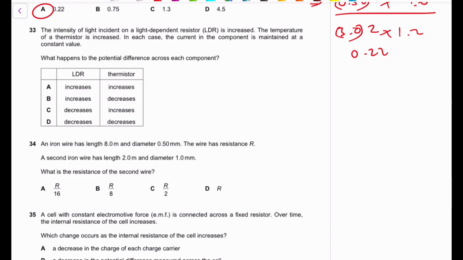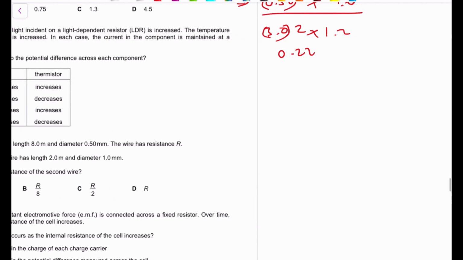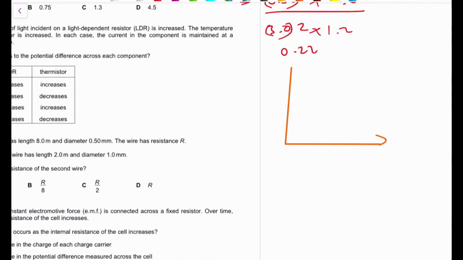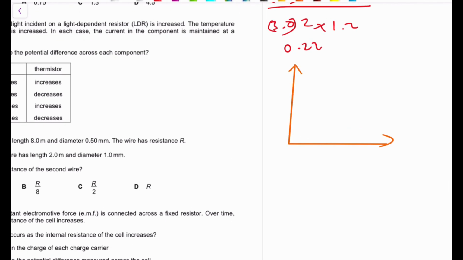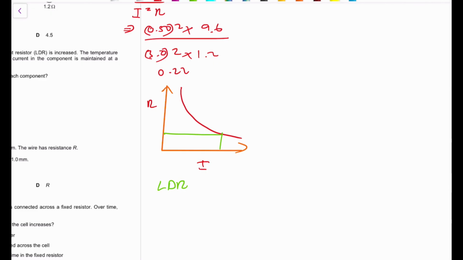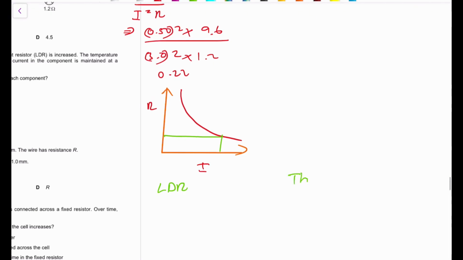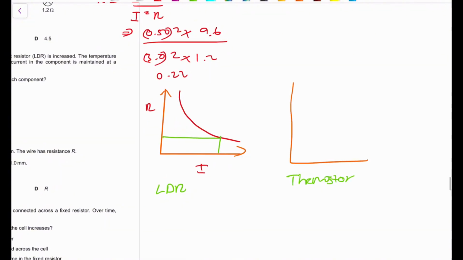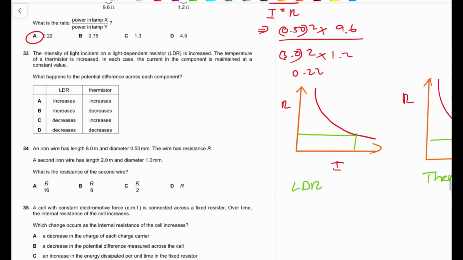The intensity of an LDR is increased. As you increase the intensity of an LDR, the resistance actually decreases. If we go to a thermistor, about the same will also happen. For a thermistor, if you increase the temperature, the resistance is also going to decrease. So for a thermistor, if you increase the temperature, the resistance is going to decrease.